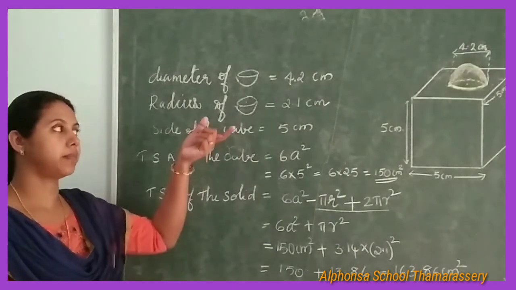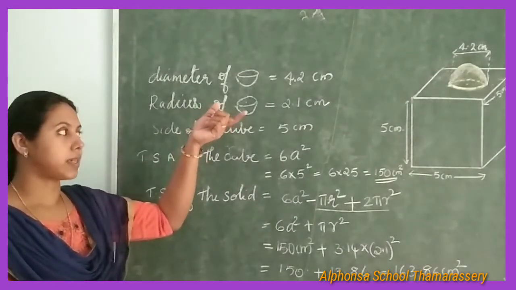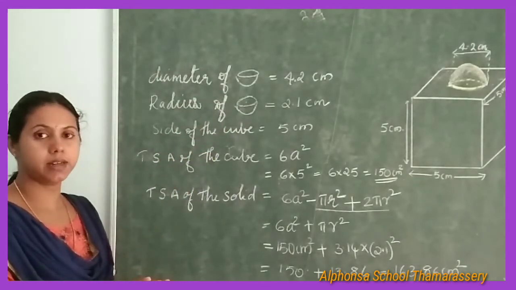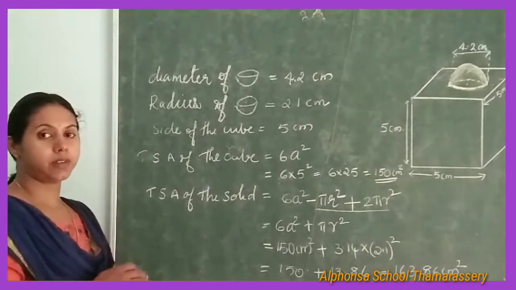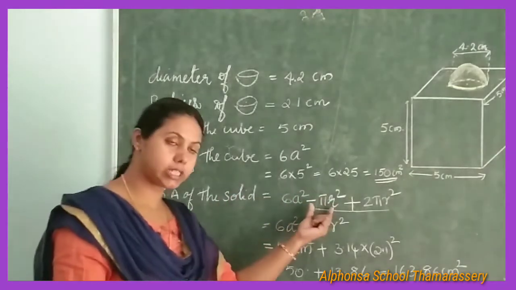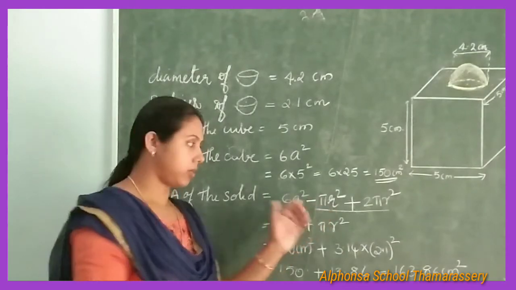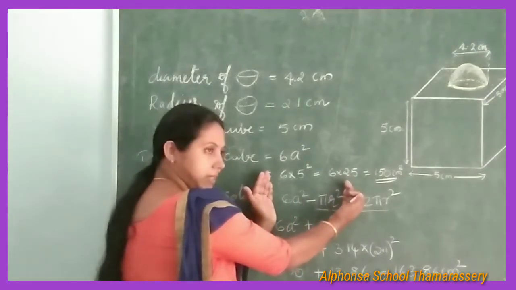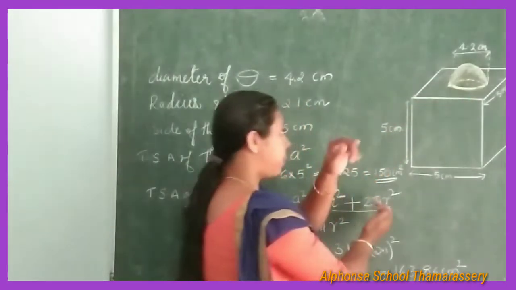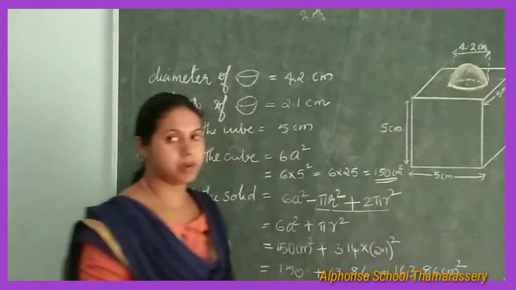Remember that we want to subtract the base area of the hemisphere from one face of the cube. That's why we are using 6a square minus pi r square. So that means the area of 5 faces plus area of this unshaded portion plus curved surface area of hemisphere.